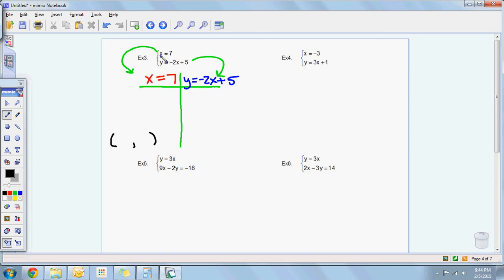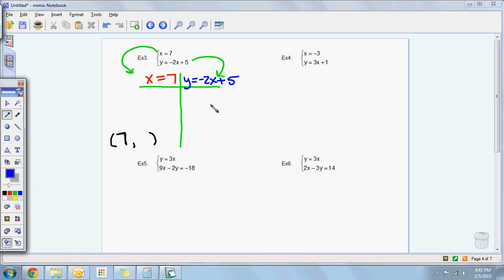If we look here, this one's really nice because it already is telling me the x value. X is equal to 7. So I don't have to do any work for the x. I can literally just write 7 for the x. So I'm halfway done. Your job is to figure out what the y is equal to. And how we're going to do that is we're going to substitute 7 in for the x. Since x is equal to 7, if I place 7 in for the x, I should be able to solve for y. So I'm going to rewrite my equation using this value.